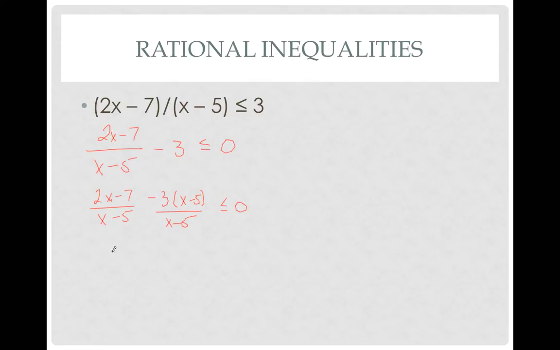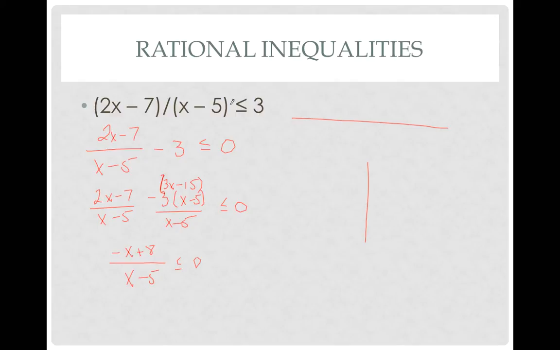And the nice thing is it's going to work exactly like the other problems. It's just a little extra steps that you have to do. So this becomes a 3x minus 15, but it's being subtracted, by the way. So I get 2x minus 3x, so I get a negative x, and minus 7 minus -15, so that's a positive 8, because it's minus a negative 15, over x minus 5 is less than or equal to 0. Oops, wrong direction there. It's okay, we'll do it right up here.